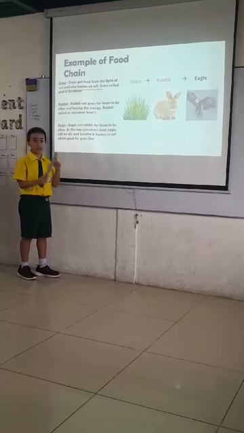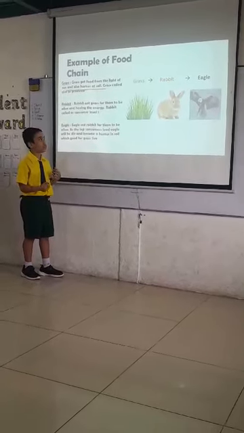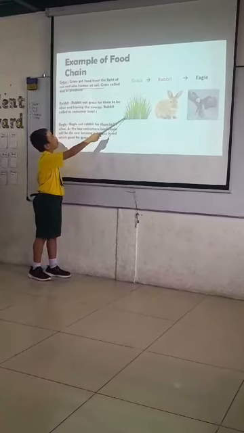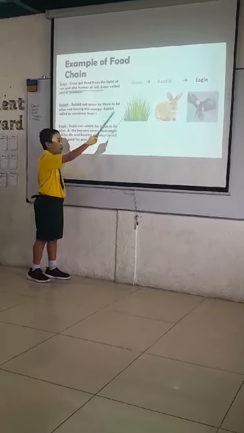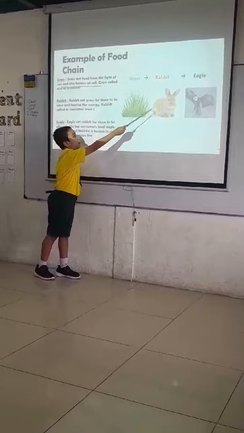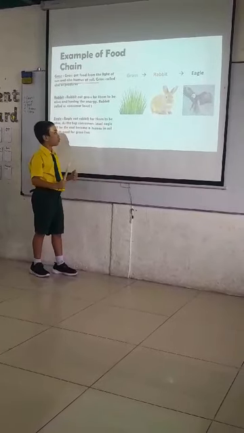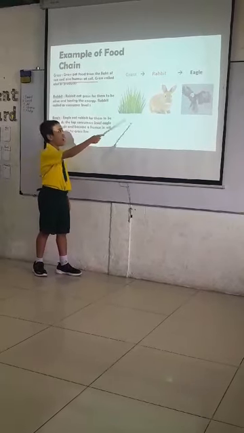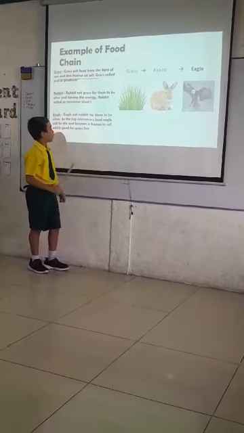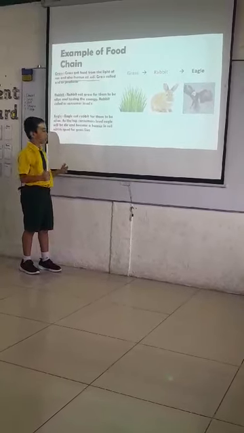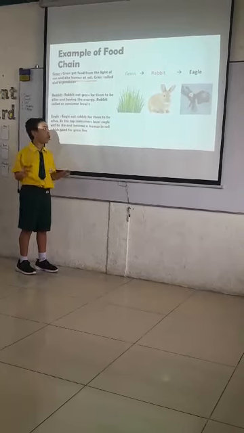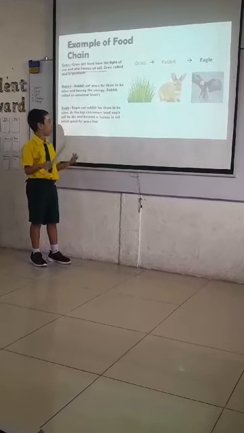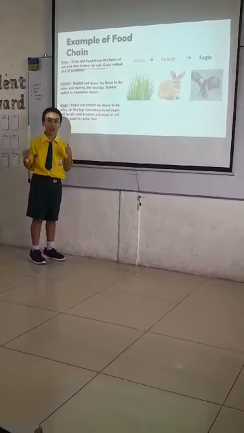Now I want to give you one example of my very own food chain. Look at the screen, everyone. Now I have a picture of grass, which is also called the producer, and the grass gets eaten by the rabbit, which is good for the rabbit's life, and the rabbit is called consumer level 1. And the rabbit gets eaten by the eagle, and the eagle, as the very top consumer level, will die and become humus in the soil, which goes for grass life.